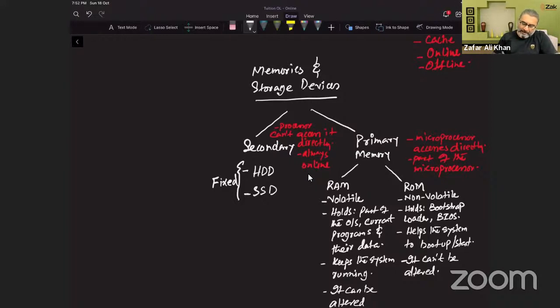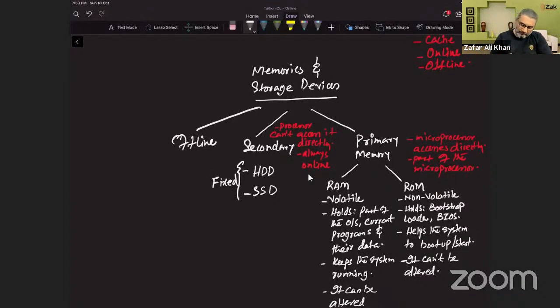All right, and then there are those memories, like this USB flash drive or CD drive, that you can detach from the computer and you can carry it away. You can port it. You can take it to another computer. Such type of devices are called offline. So what are offline devices? That you can take out, that you can detach, that you can attach with the USB ABC port. You can use them to port the data.